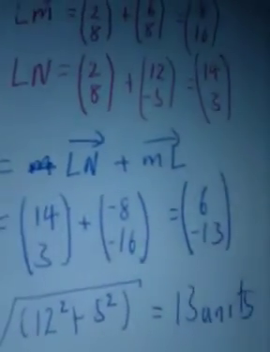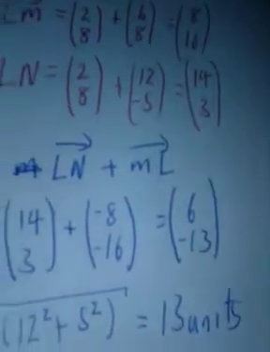Or what you can do is MN is equal to ML plus LN. LN we know is 14, 3. ML is equal to minus 8, minus 16, because we are flowing the opposite way. So what I'm going to do is add these together, and I get 6, minus 13, the same way as if you were actually counting it, going over 6 and then down 13.